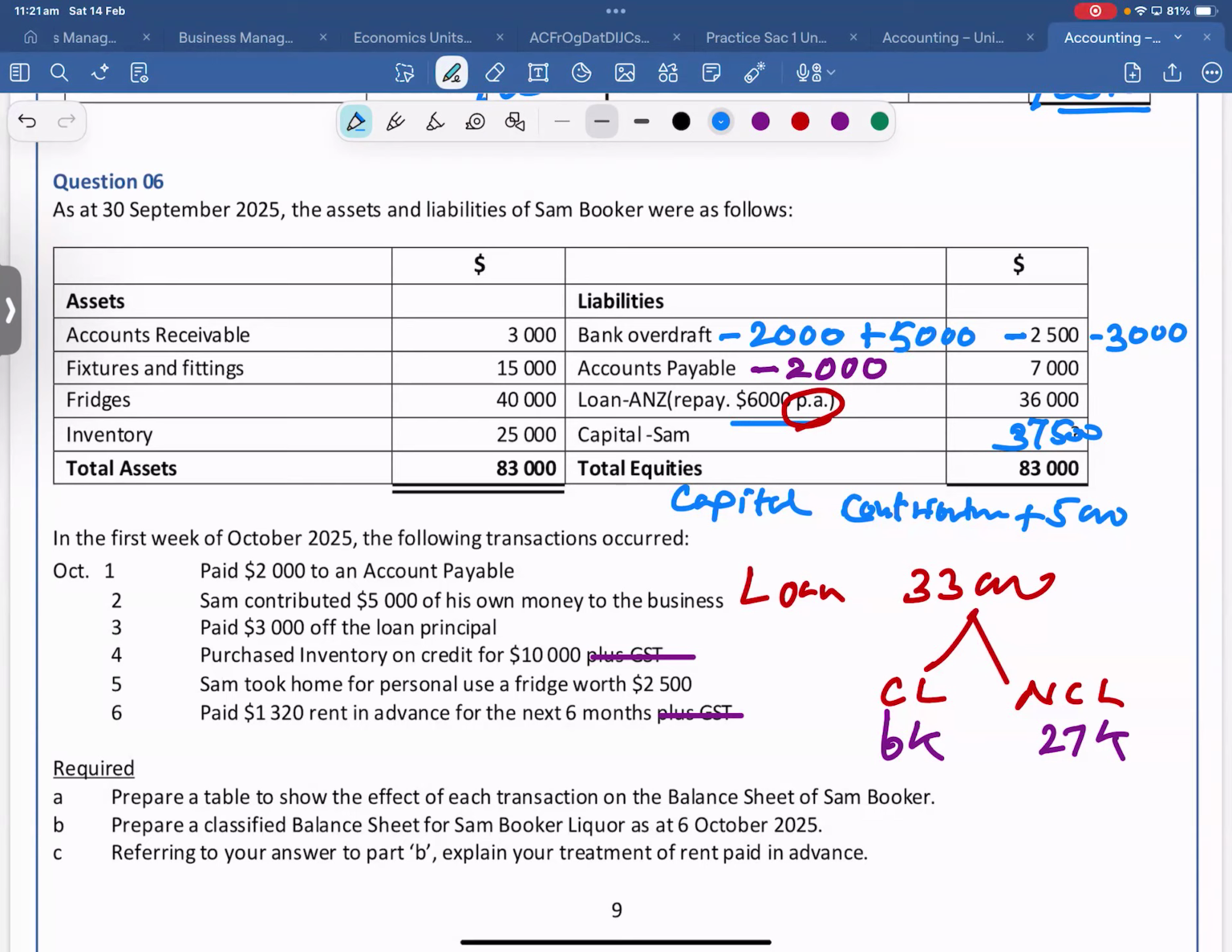So which current liability is affected? I told you in the previous question. Accounts payable. Accounts payable is increasing. Yes, and you can say plus 10,000. And then the other one, which is inventory, what happens? Plus 10,000. Both plus 10,000. Good.